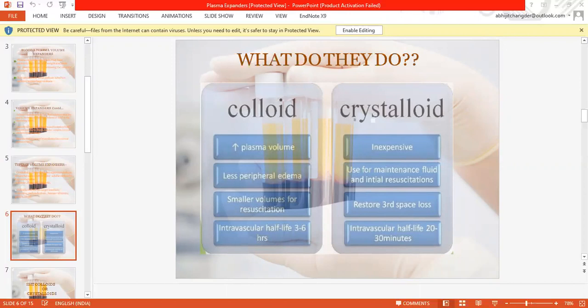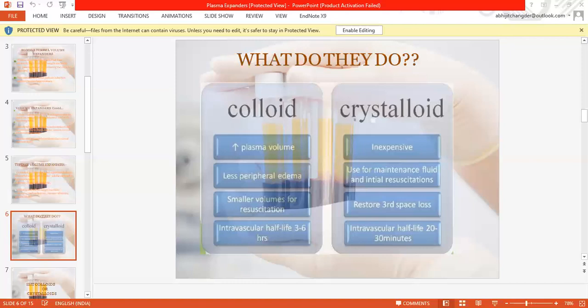So it should be isoosmotic with plasma, and distributed to the intravascular compartment only. It should be pharmacodynamically inert. It should be non-pyrogenic, non-allergic, and non-antigenic. There should be no interference with blood grouping or cross-matching.